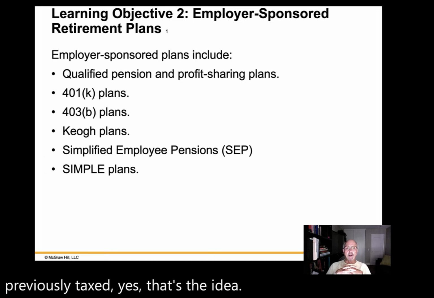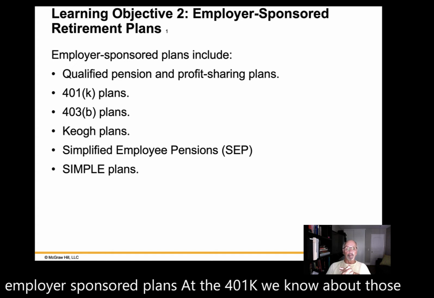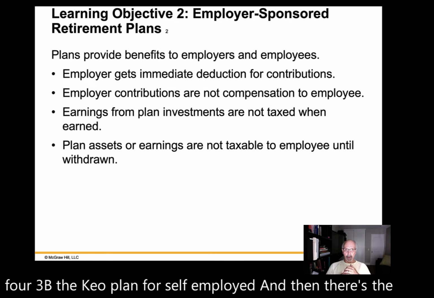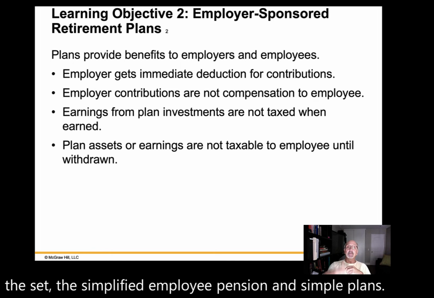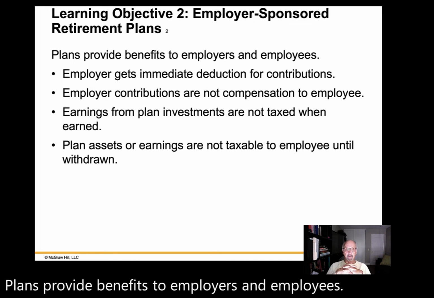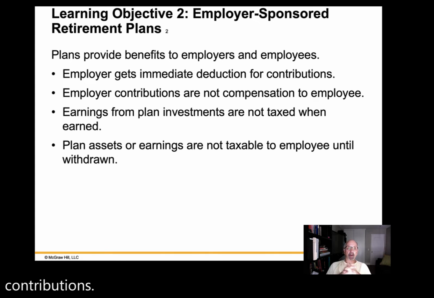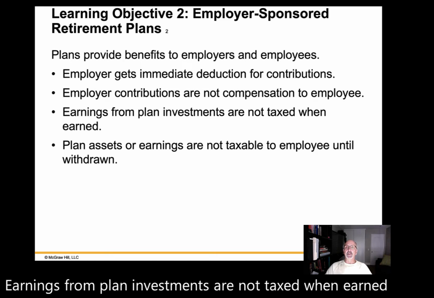So here are some samples of employer-sponsored plans. Here's the 401k, we all know about those, 403b, the KEO plan for self-employed, and then there's the SEP, the Simplified Employee Pension, and simple plans. Plans provide benefits to employers and employees. The employer gets the immediate tax deduction for contributions. Employer contributions are not compensation to employees. Earnings from plan investments are not taxed when earned. Plan assets or earnings typically are not taxable to employee until withdrawn.